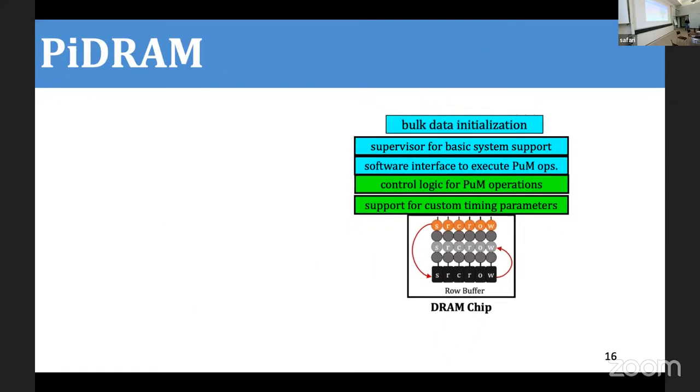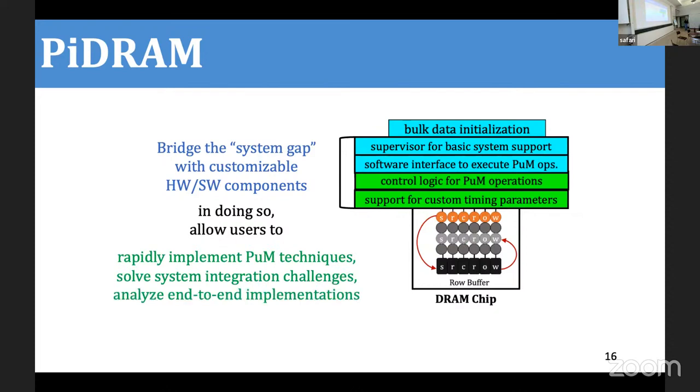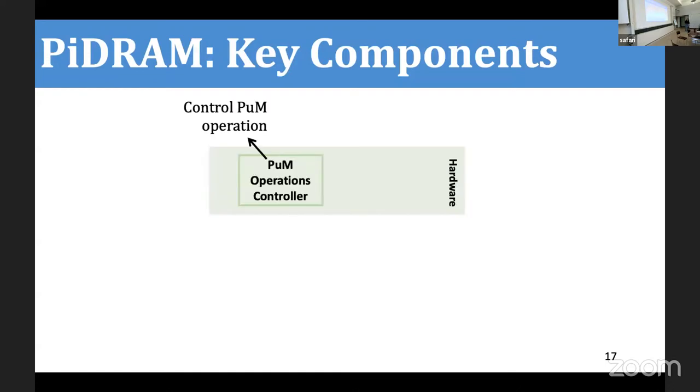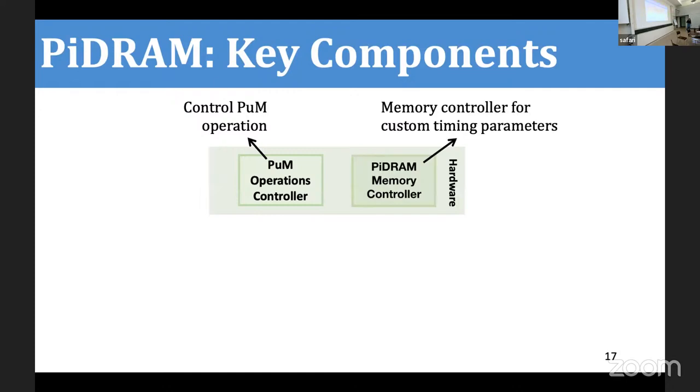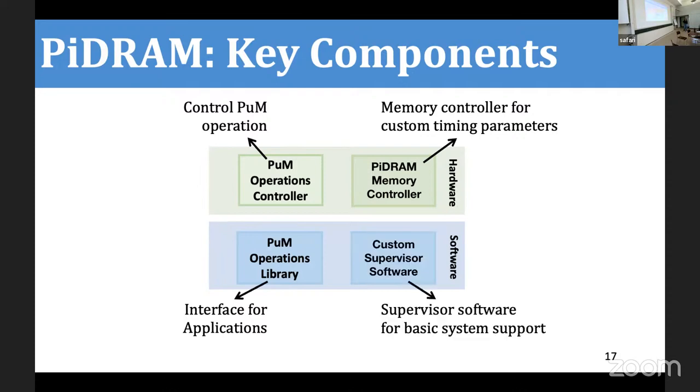And we'll bridge the system gap with customizable hardware and software components. And in doing so, we allow the user to rapidly implement PuM techniques, solve system integration challenges, and analyze end-to-end implementation. So basically, we have four key components, two for the hardware, two for the software. For the hardware, we have the PuM operation controller and the PiDRAM memory controller. For the software, we have a PuM operation library and a custom supervisor software.